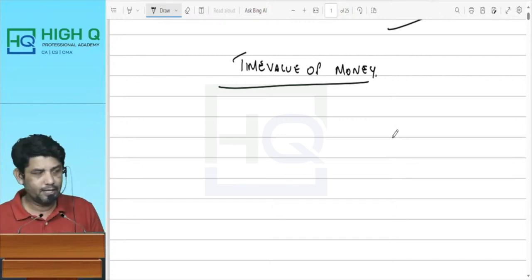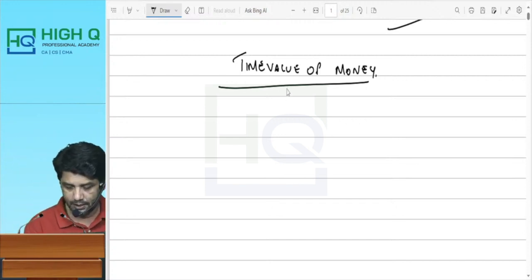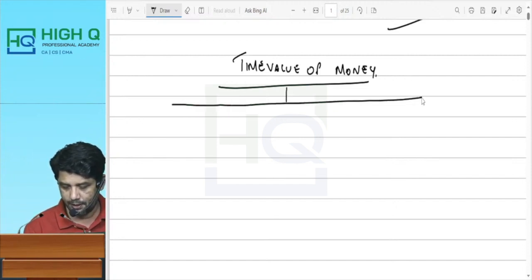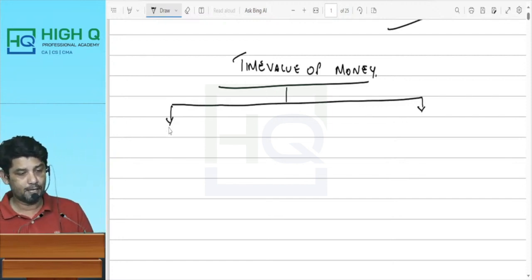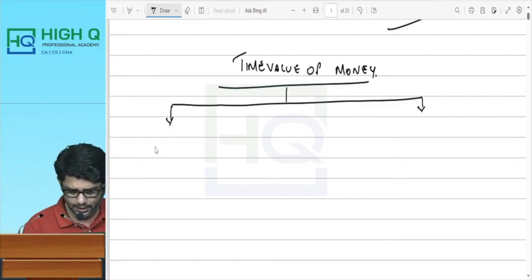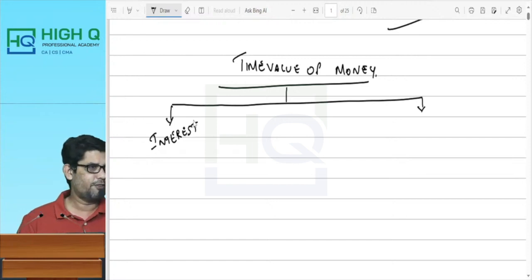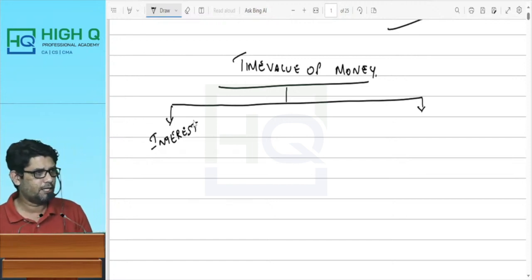In time value of money, as far as our syllabus is concerned, we can divide it into two parts. One is, yes, Vikram, good evening. Yes, one is interest. Let me take at least 25-30 minutes to introduce the topic. Then after that, I'll start doing the numericals. When we start doing the numericals, you are going to give me the answers.